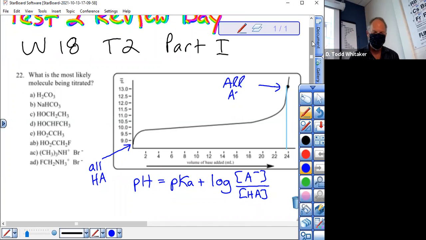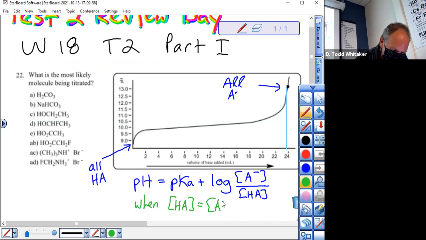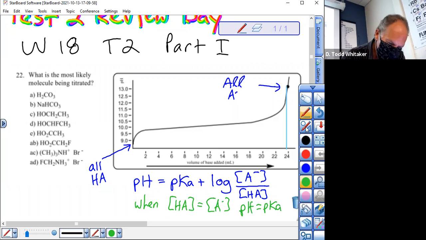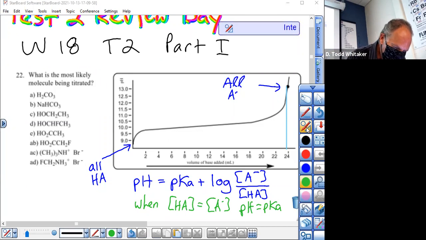When does pH equal pKa? Yes, when the concentration of the acid is equal to the concentration of the base, pH equals pKa, because the log of 1 is 0. What power do you put on 10 to get the answer 1? 0. So where is a titration halfway finished when it took 24 milliliters to fully finish it? You're halfway finished when you've used 12 milliliters of the base.